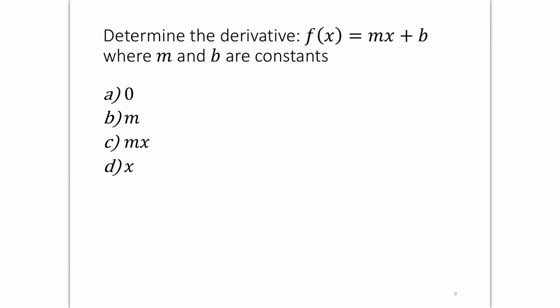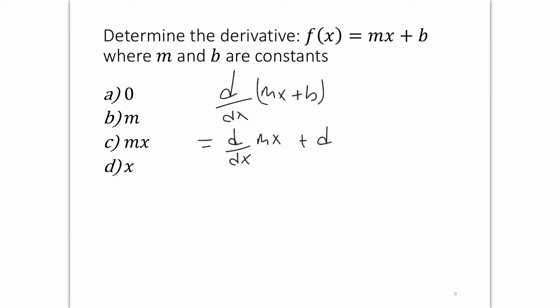All right, well, if we think about this, the derivative of mx plus b would be equal to, we can do the derivatives one at a time, and we'll know that the derivative, of course, of a constant like b is going to be 0. The m comes out, and the derivative of x is 1, so we'll just get m times 1, which is m. So the correct answer is B.